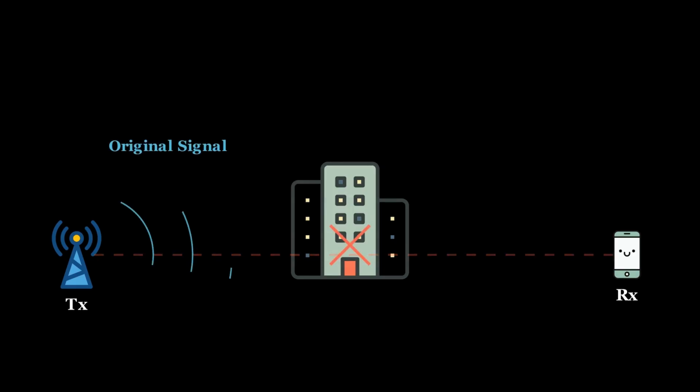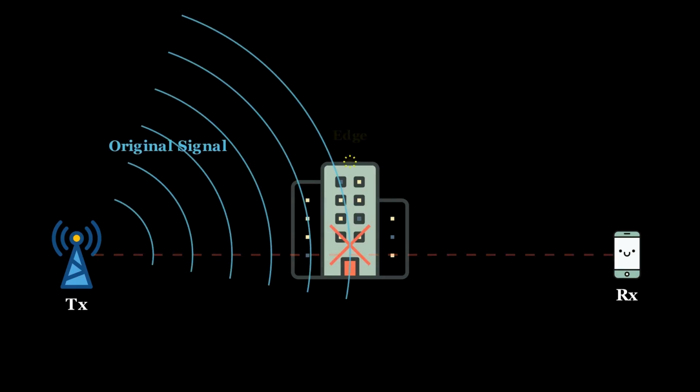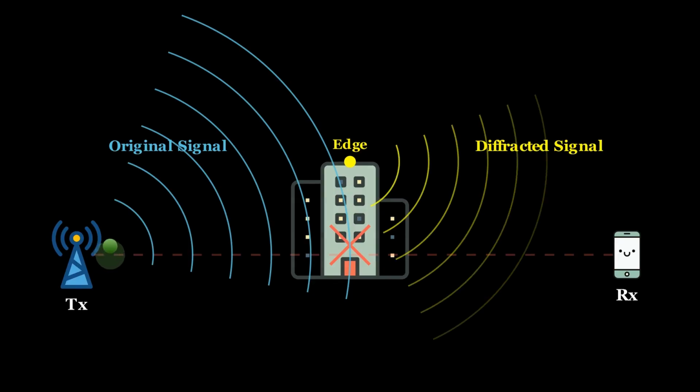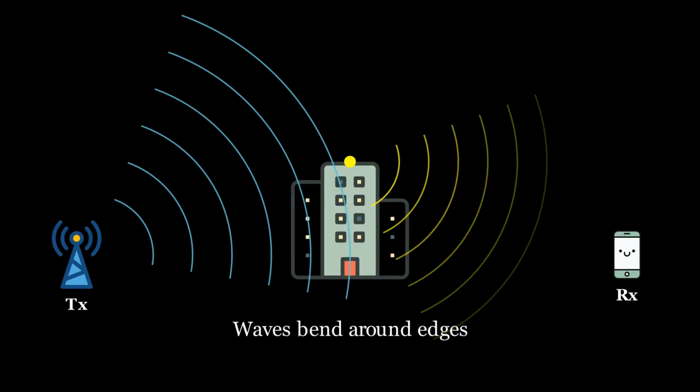Second, diffraction. When a signal hits a sharp edge, like a rooftop or building corner, it bends around it. This is what lets signals reach into shadow zones, places with no direct path. In other words, it enables non-line-of-sight coverage.